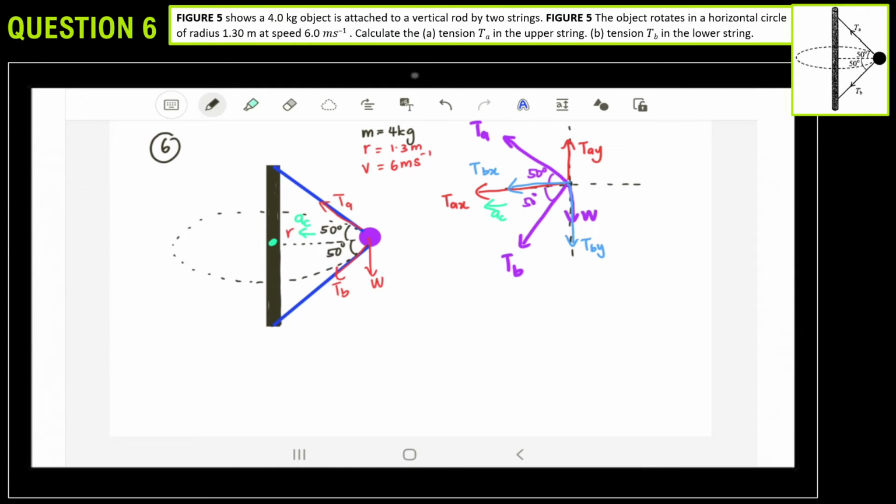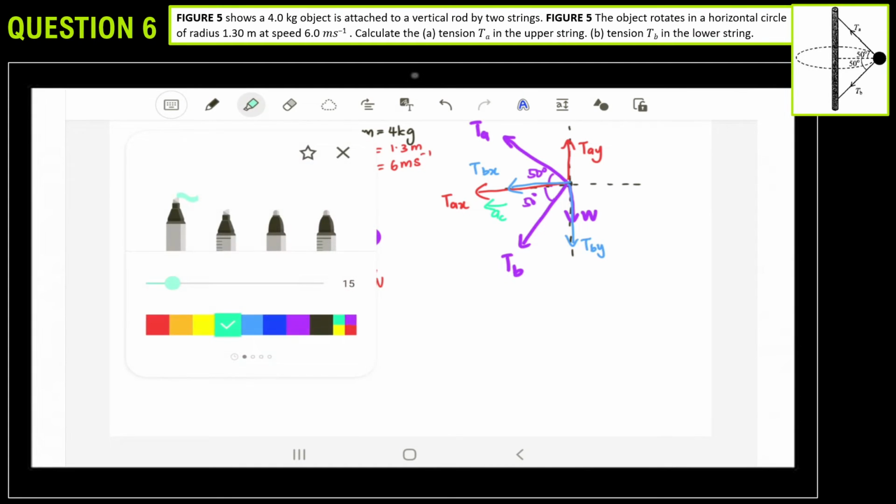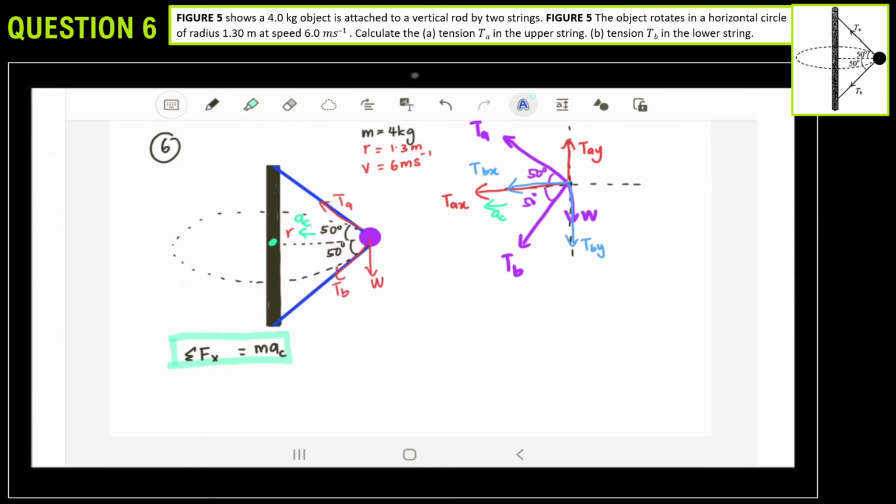Now let's write the equation. The total force in X is equal to MAC, because we want to calculate the tension TA and TB, so we need to write the equation first. Looking at the free body diagram, in the X component we have TAX and TBX. We have two types of forces here. So TAX plus TBX is equal to mv squared over R.